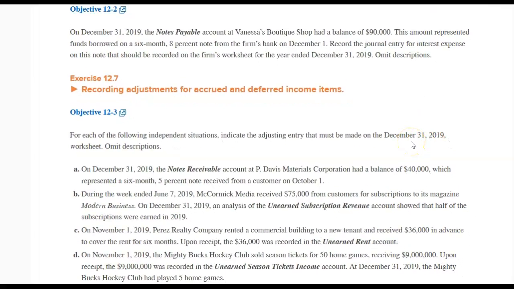On December 31, the notes receivable account had 40,000, which represented a 6-month 5% note on a customer on October 1. Okay, so that means we have to count all of October, all of November, all of December. That's 3 months' worth of interest that we have to count. This is a 6-month note, so 40,000 times 5% is 2,000.